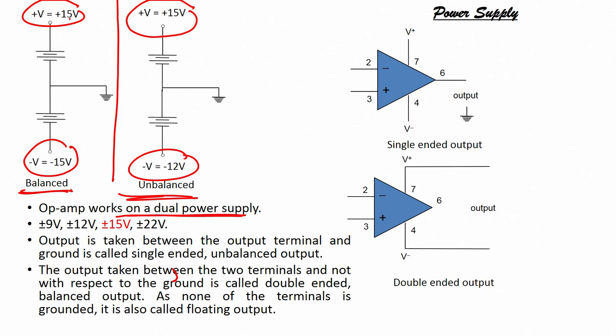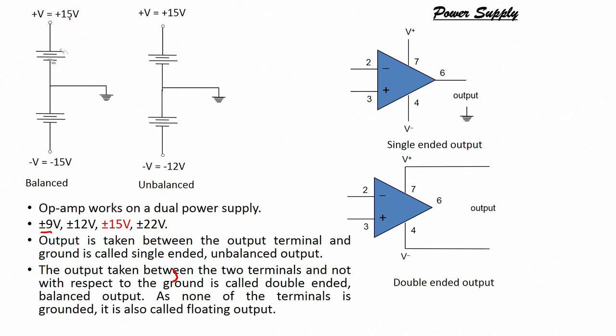The dual power supply is plus minus 9, plus minus 12, plus minus 15, plus minus 22. These are the dual power supplies, and I have kept it red deliberately so that you can understand that most of the time we are applying plus minus 15 volts.